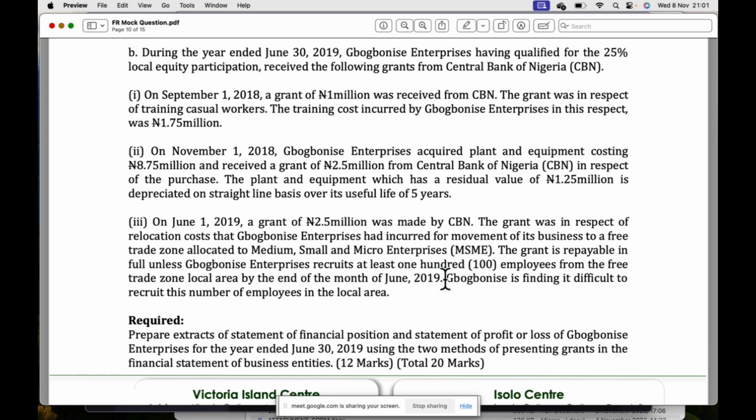So just don't recognize that as income. Now, you see, from what we have read and what I've spoken about, you already know that there are two types of grants.